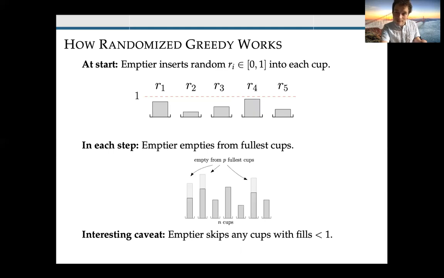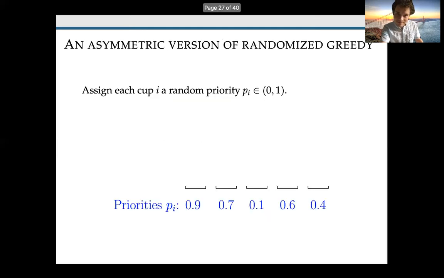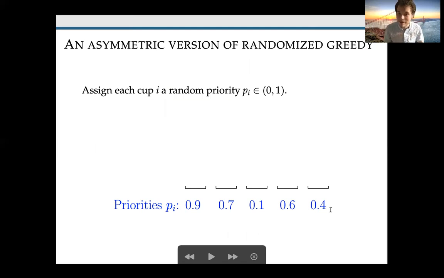To make this an algorithm that gets good bounds on tail size, we're just going to add a little bit of asymmetry to it. At the beginning of the game, we're going to assign each cup i a random priority, a random real number, p sub i, between 0 and 1. In this example, the priorities that we picked are 0.9, 0.7, 0.1, etc. For simplicity, I've rounded them to be multiples of a tenth.